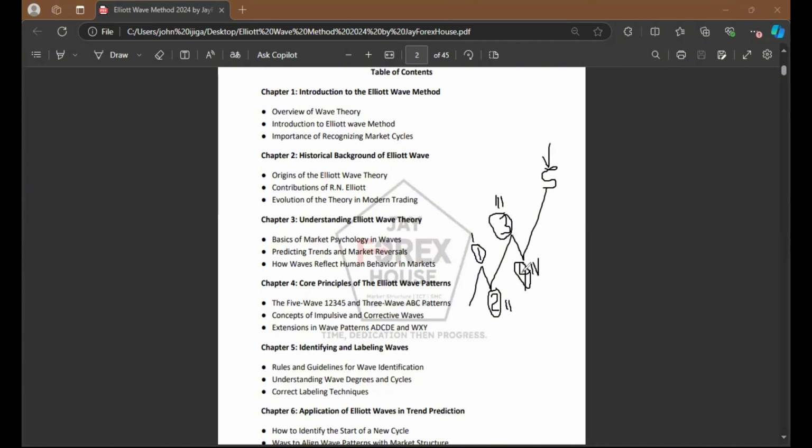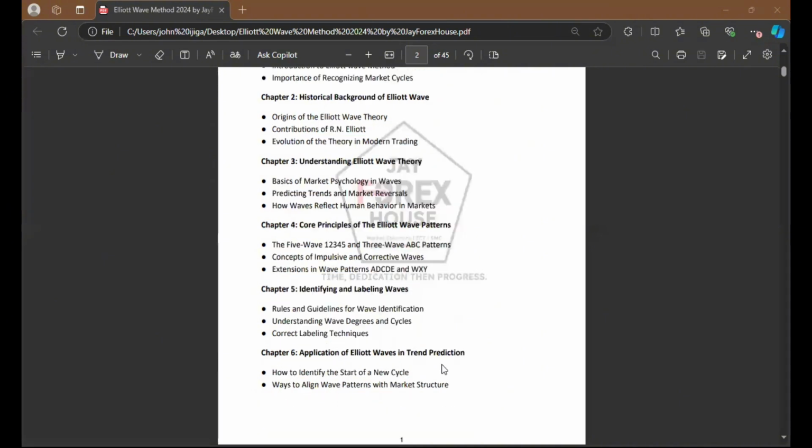Okay, so these are all different wave patterns, and it doesn't basically have any difference. They are all used to label the chart, but they also have their names. Those things are also available in this ebook. That's what we have in chapter 5, correct labeling techniques and understanding the degrees and circles of these wave patterns. So we also have application of Elliott Wave in predicting the market, how to align Elliott Wave method with market structure, and how you can basically use this in understanding a new circle in the market.